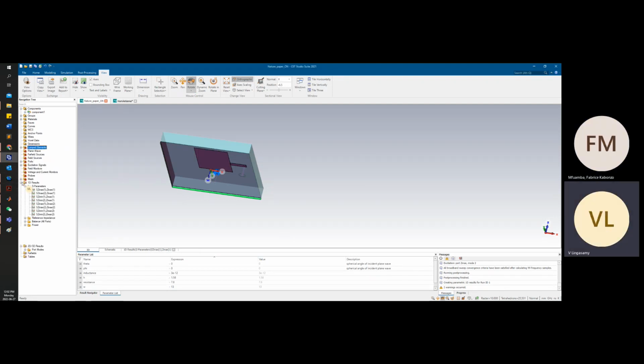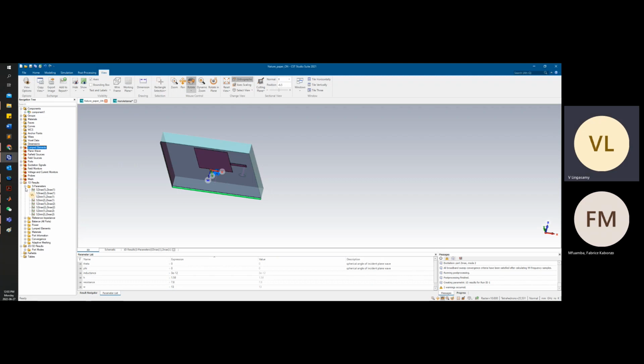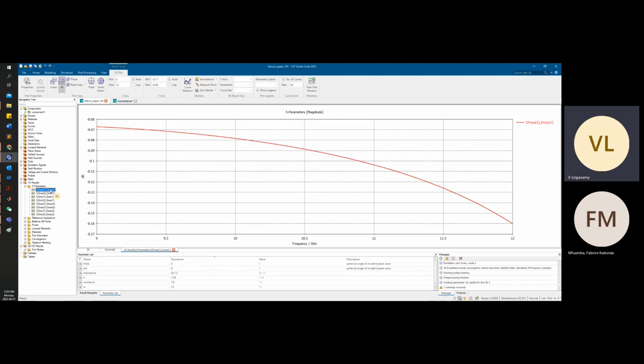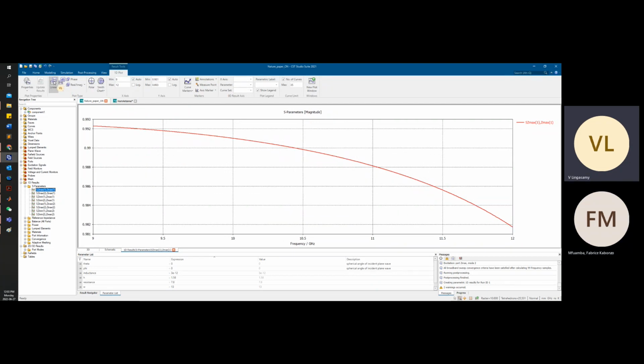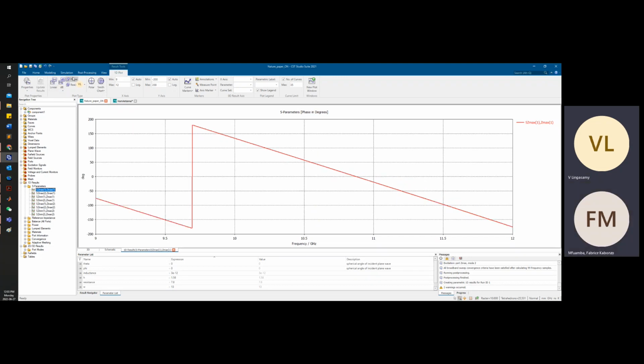So here only the result is that. So this is the one, right? This is the amplitude basically, in dB. If you want to see it in linear, you can see it in linear. Then if you want to see the phase, you can see the phase over here.